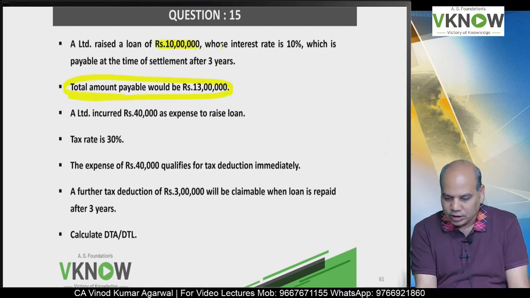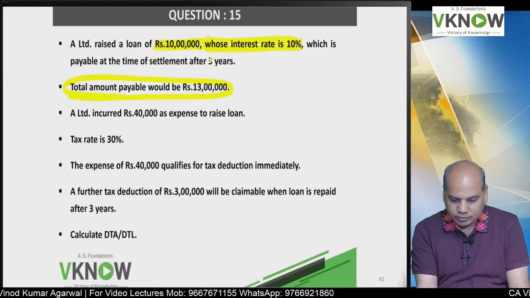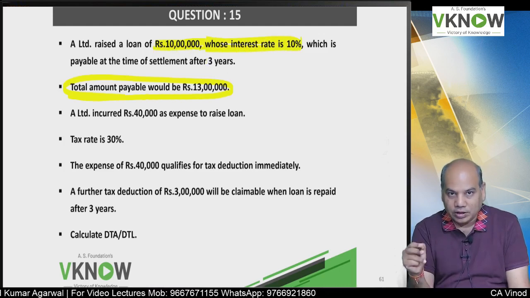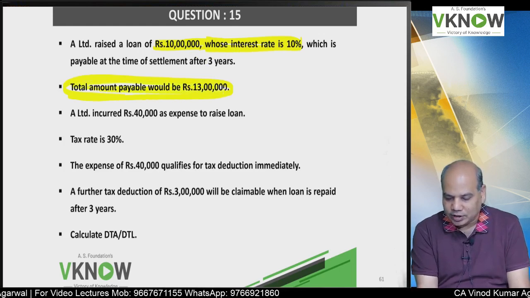So on 10 lakh you have 10% interest, means 1 lakh rupees per annum. 1 lakh, 1 lakh, 1 lakh. 13 lakh will be paid after 3 years. That is how they have computed.